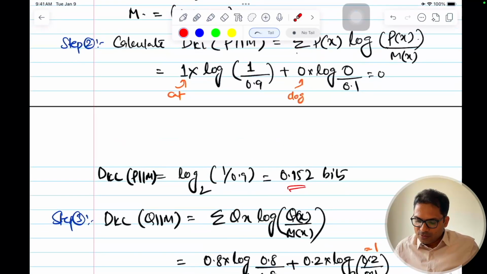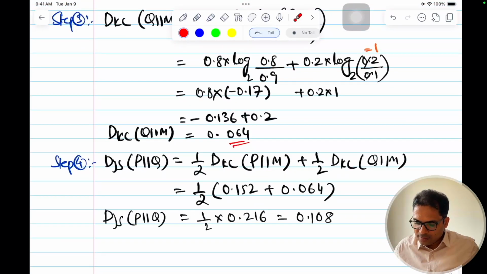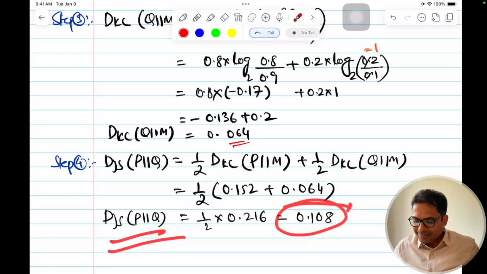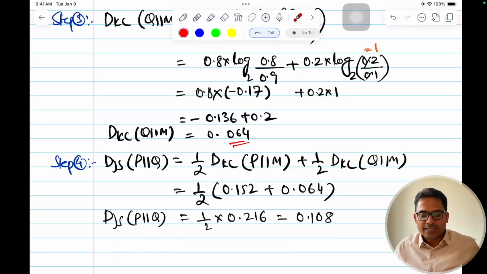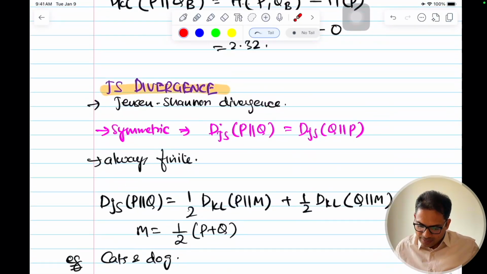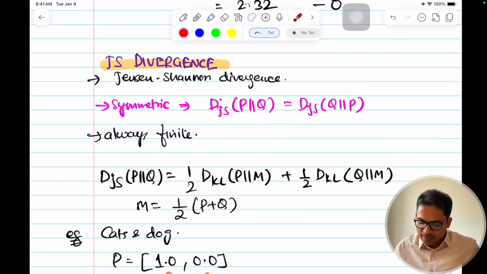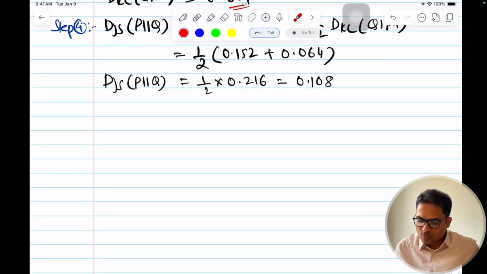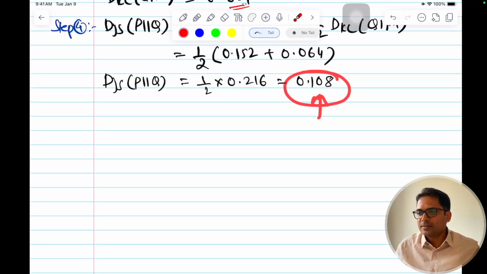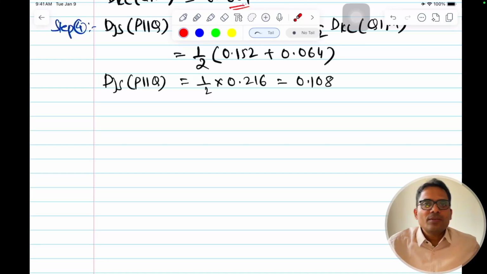Okay, so if you see the JS divergence for your first case, how much was the KL divergence? Let's check. For the first case, this was 0.32 bits, and in JS divergence this is 0.108. It is less. Okay, so the lower the value means the closer are the two models.